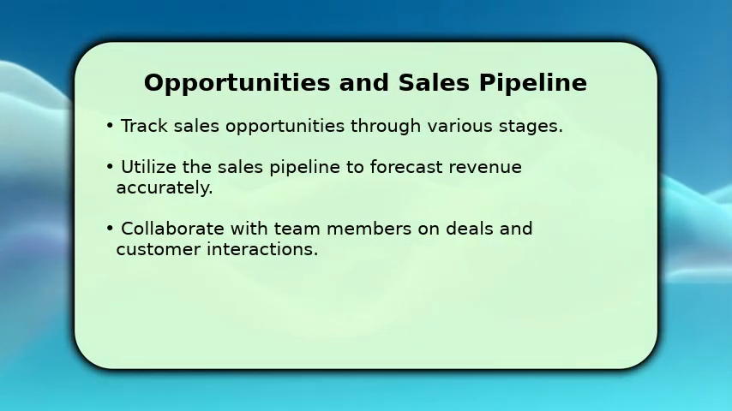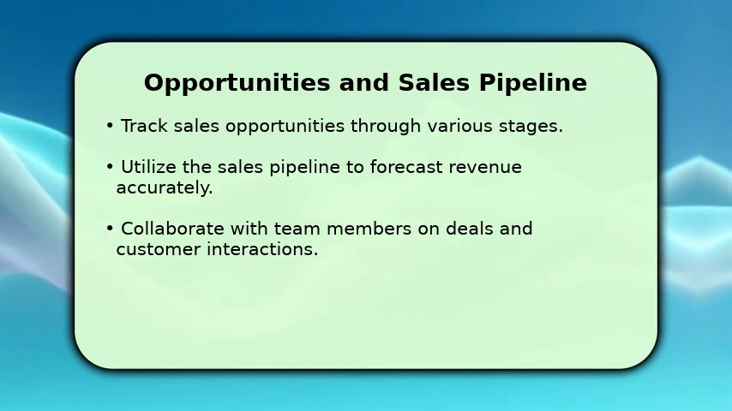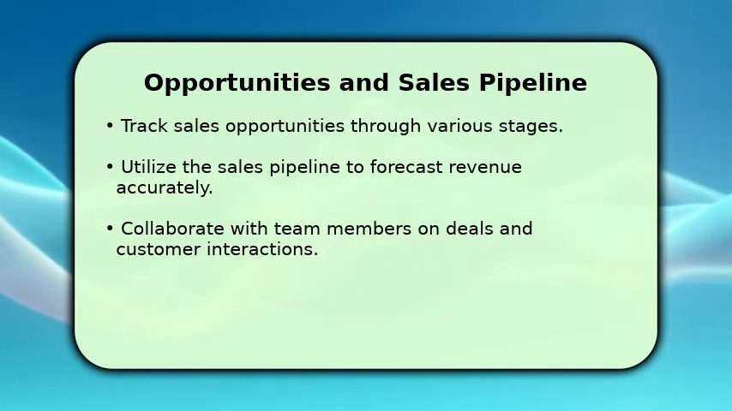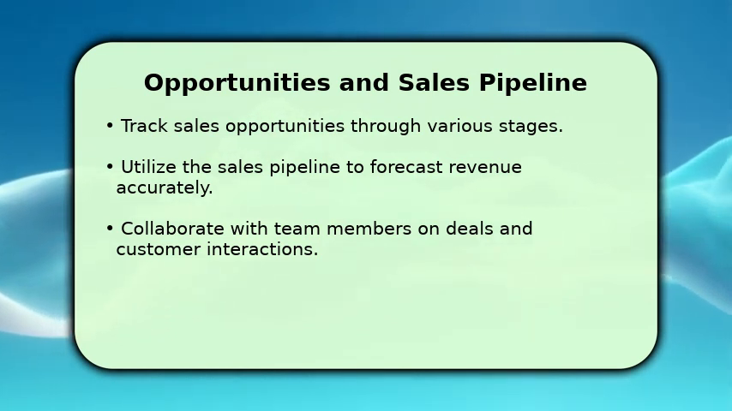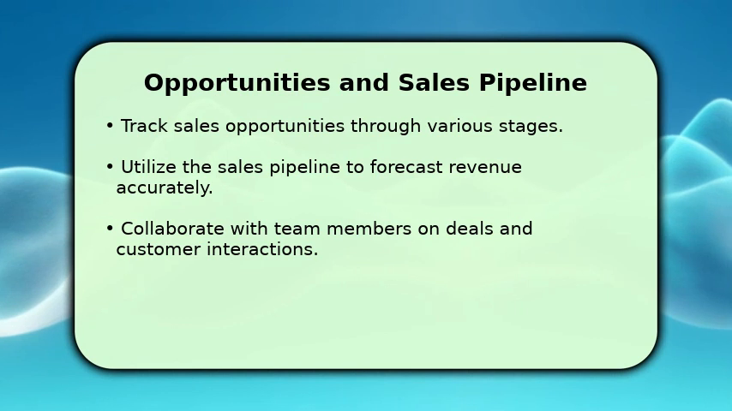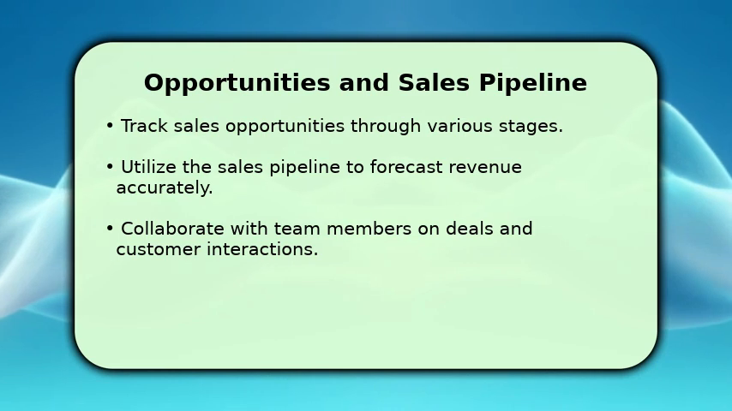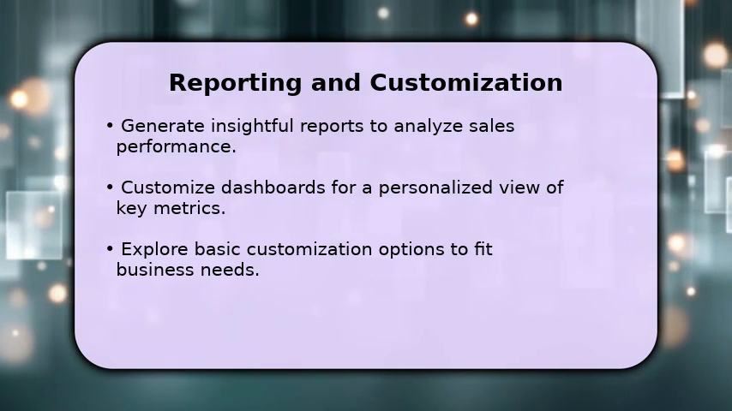Now, let's explore opportunities in the sales pipeline. An opportunity represents a potential sale, and you will learn to track its progress through distinct stages, from prospecting to closing. The sales pipeline provides a visual representation of all active deals, helping you forecast revenue with greater accuracy. Effective management of opportunities allows for better resource allocation and fosters collaboration among your sales team, ensuring everyone is aligned on achieving sales targets. Finally, we will cover reporting and customization.